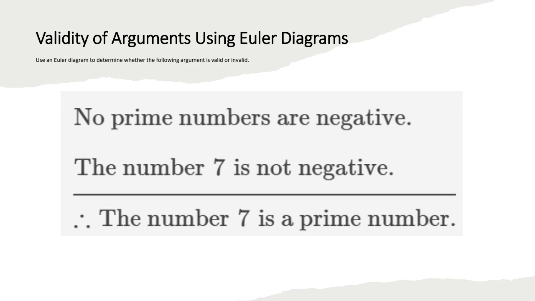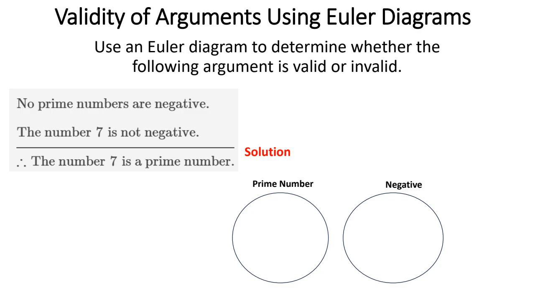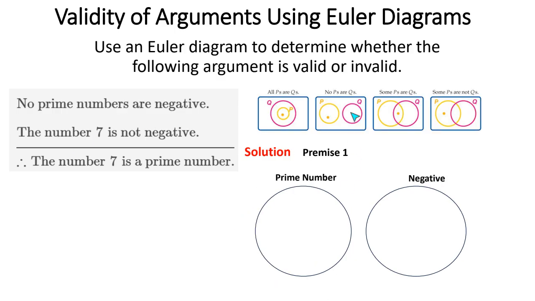No prime numbers are negative. The number 7 is not negative. Therefore, the number 7 is prime. All right. So let's decide how we should put our circles. We have 2 circles, prime number, negative, and then we're going to use the number 7. So it says no prime numbers. So we're looking at this second option here. Okay, so we're going to keep our circles separated.